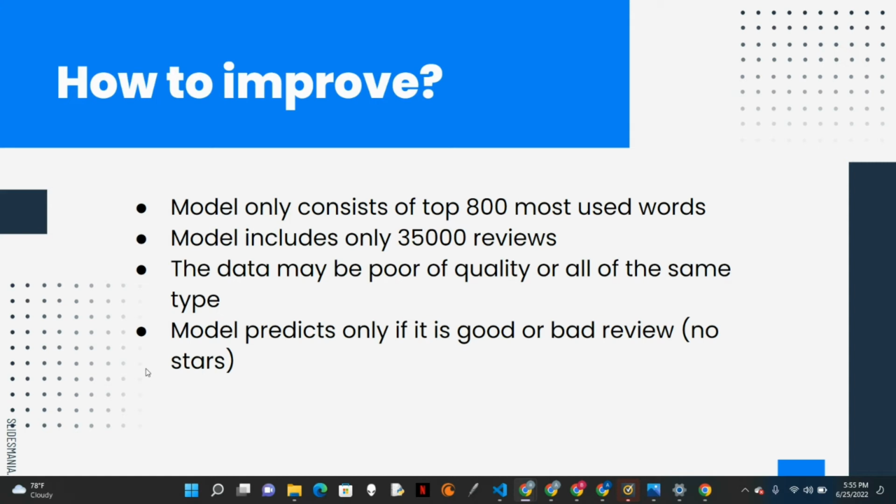Right now, we only find the top 800 used words, so increasing that number could potentially increase the accuracy. And then, of course, using bigger data sets and better quality data sets would also predict better. And then, just as a program improvement, we want to predict actual stars one, two, three, four, five instead of just good or bad.